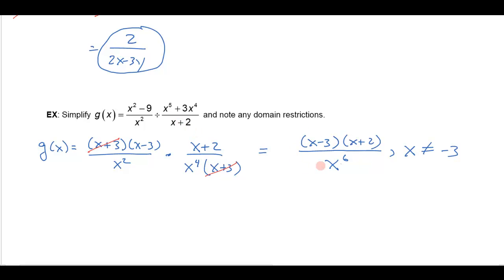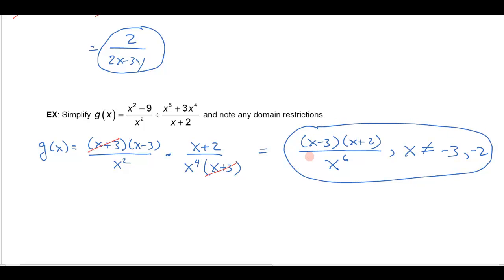So in this problem right here, the way when I invert and multiply, the x plus 2 ends up in the numerator, and so it's not a problem. It's okay to have a 0 on the top. But if I think about g of x as being this original problem and I'm saying it's equal, I would also want to restrict the domain to not include negative 2, because that makes division by 0 in the original problem. Okay, so this is my simplification of this function.